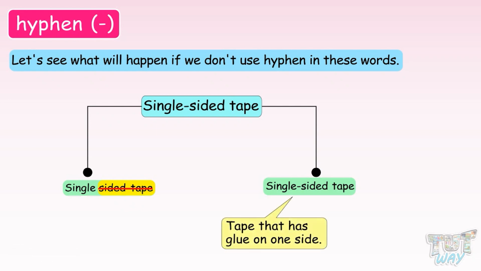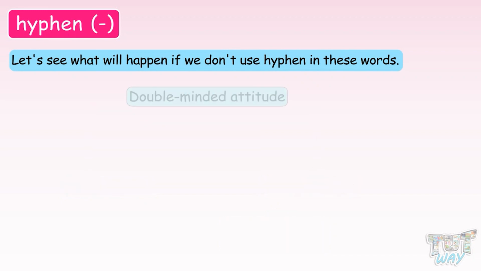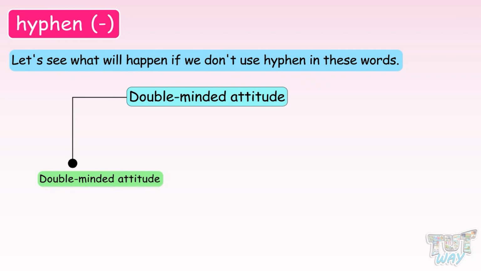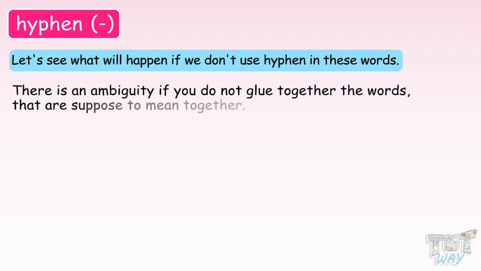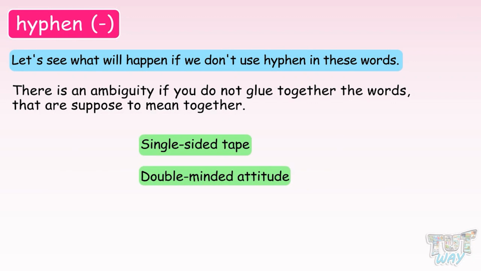Here we have the other word. Double minded attitude. No hyphen is there. It has 2 meanings. Either it is double-minded attitude, that is, double-minded are glued, or other one is double, minded attitude. The word minded attitude has no meaning. So there is ambiguity if you do not glue together the words that are supposed to mean together.